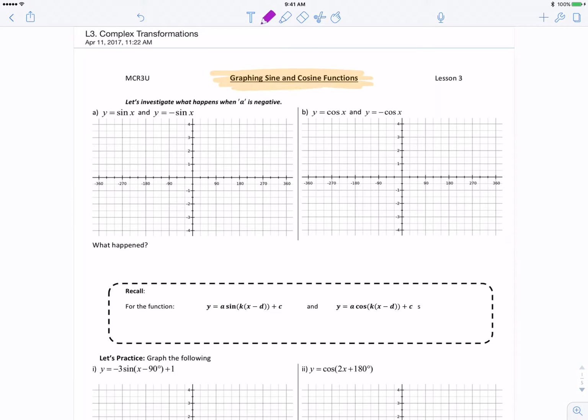We're going to do some graphing sine and cosine functions. As a bit of a warm-up, if you want to pause the video and try graphing the two functions sine of x and negative sine x on the same graph, as well as cos of x and negative cos x. You don't have to do this on your own. Feel free to follow along, but I do recommend that you do.